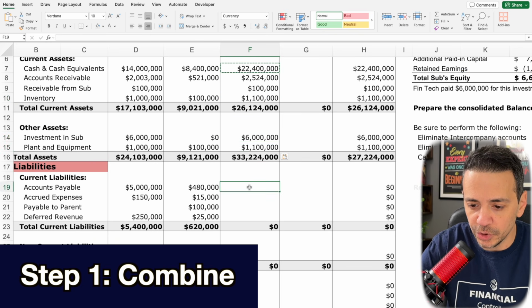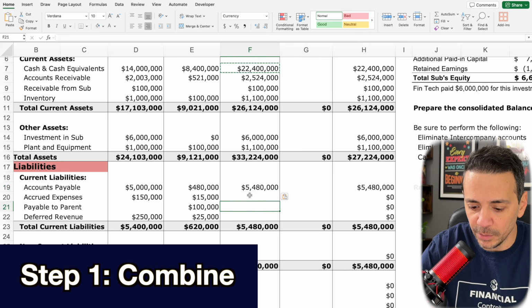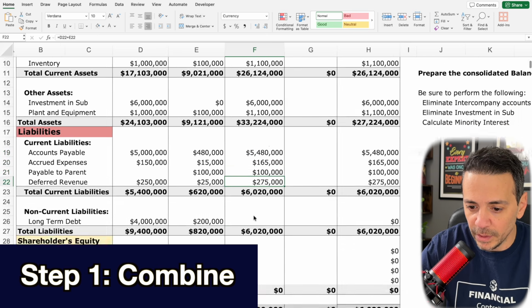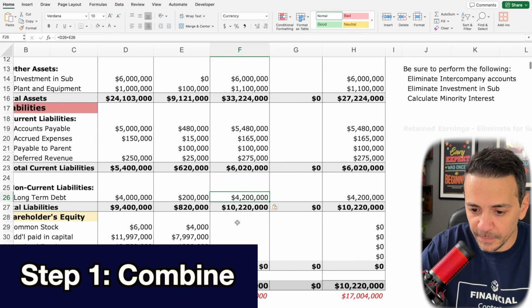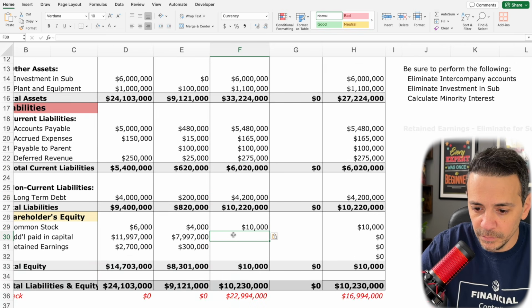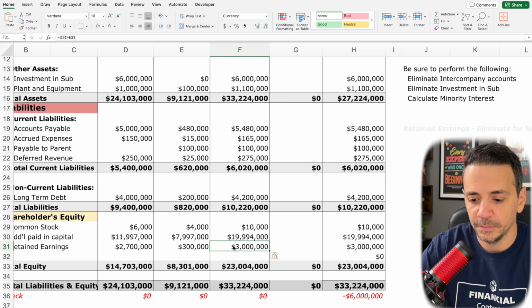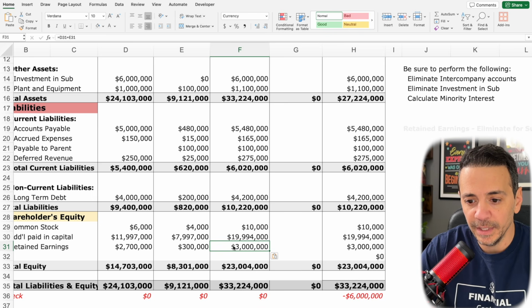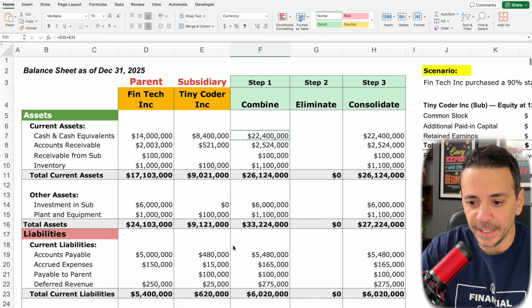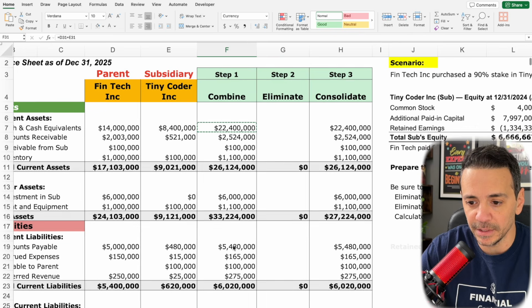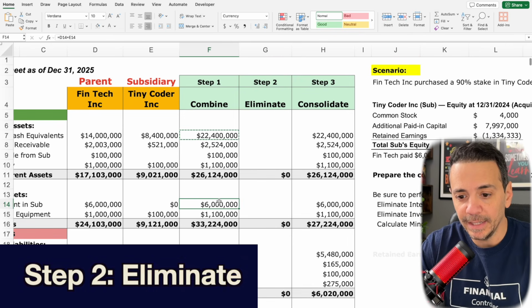And again, we are just here combining. We're not doing anything special, nothing complicated. All right, that's great. So we combined all of the assets and liabilities and equity accounts for the parent and the sub. Now, we'll go ahead and eliminate.